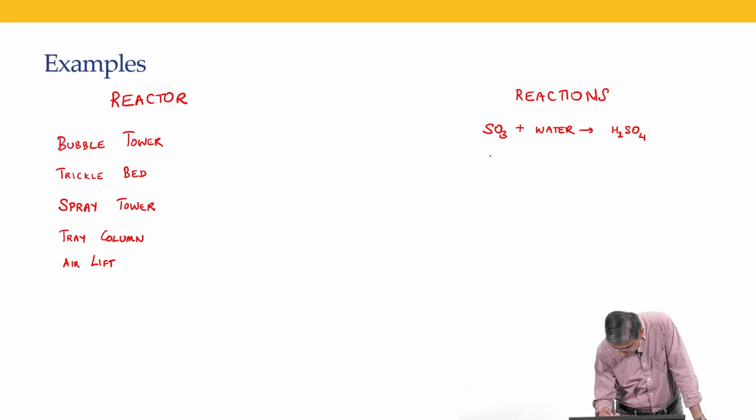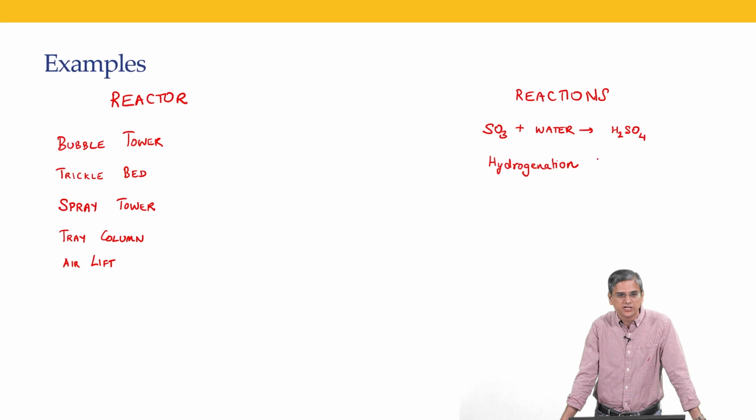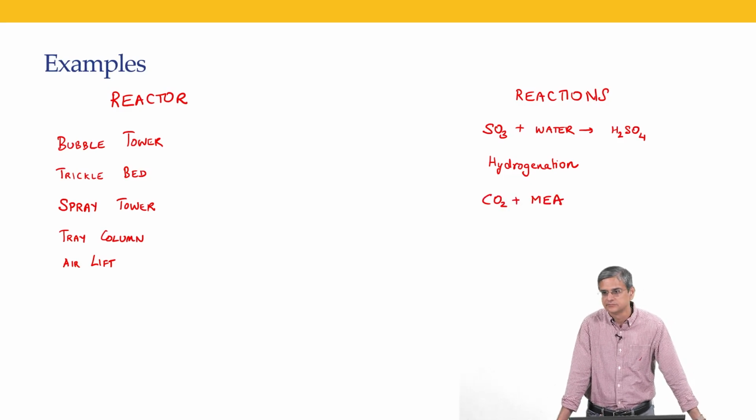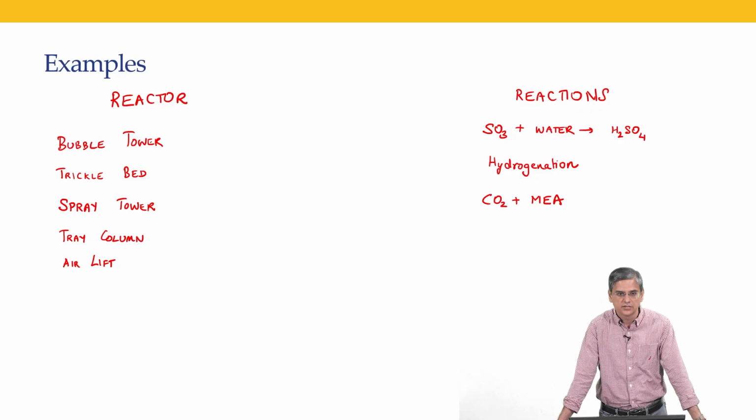Hydrogenation. Making vanaspati ghee, that's an example. Hydrogenation of vegetable oil. CO2 capture in liquids. In liquid amine solution, in monoethanolamine, liquid ammonia solution, and so on.